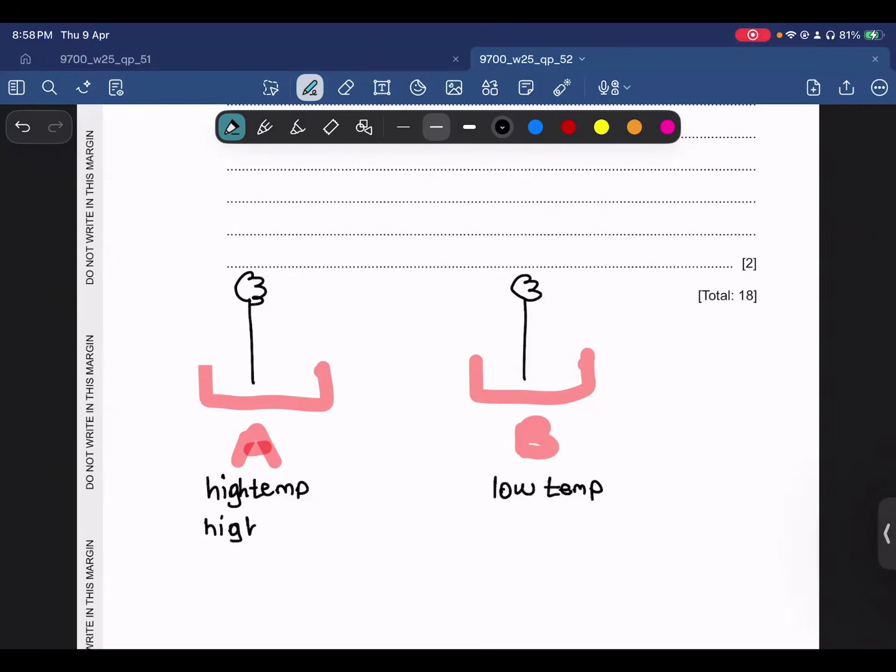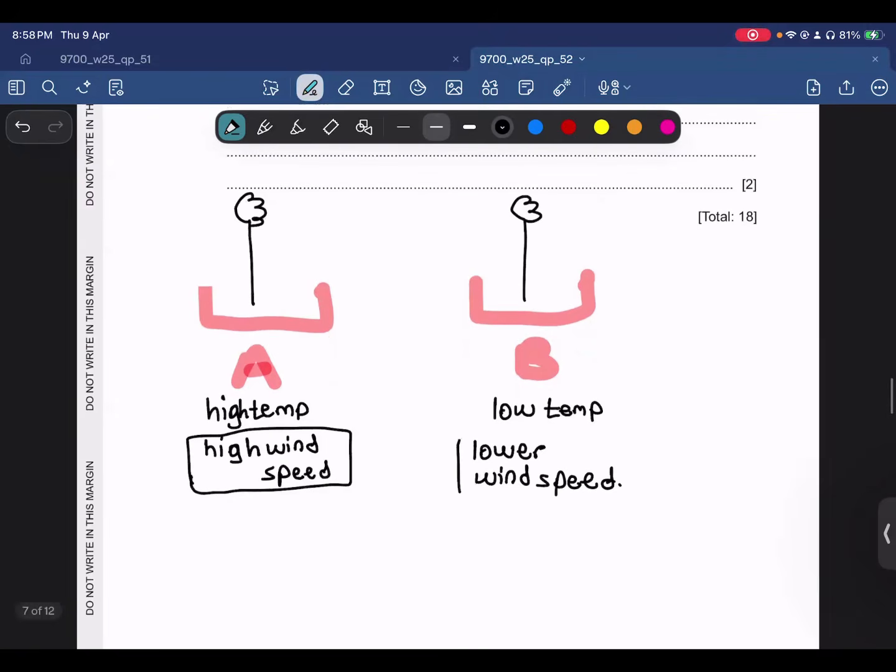You also said wind speed. So how does wind speed affect stomatal density? Higher the wind speed, then higher the rate of transpiration. So the stomatal density is going to be higher in, like, A, I think. Again, it's the opposite. It's going to be higher in B.